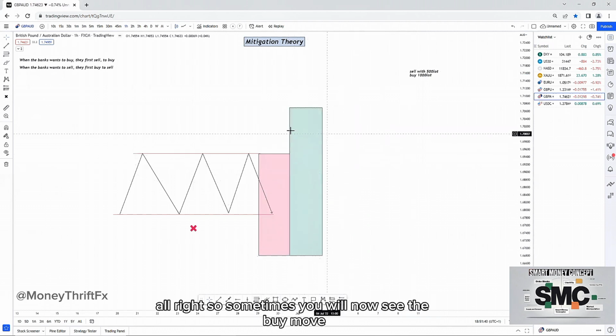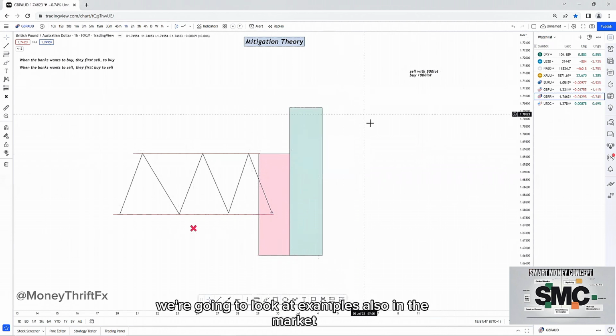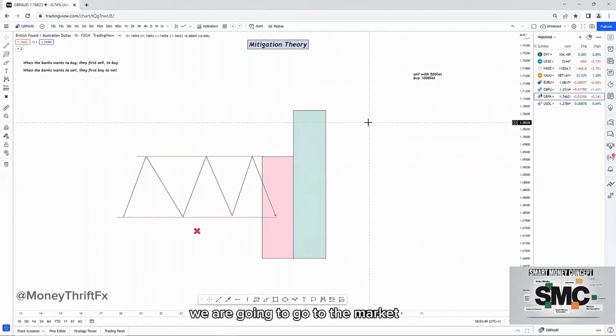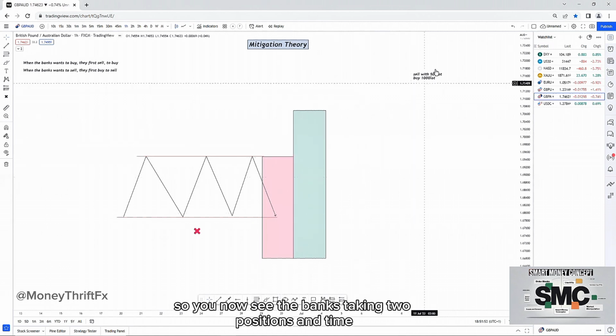So that is why sometimes you will see the buying move: you don't see a short sell move and then a very serious buying move. We're going to look at examples in the market. We're going to go to the market and identify examples of where this happens. So you will see the banks taking two positions at a time.